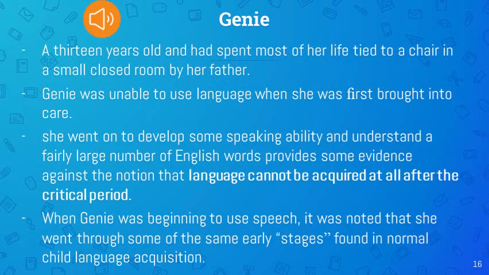Genie was discovered in 1970 at the age of 13 and 7 months in a Los Angeles suburb. She was confined up until that point by her controlling father, who abused her regularly. Because she had not acquired language up until that point, linguists used her.